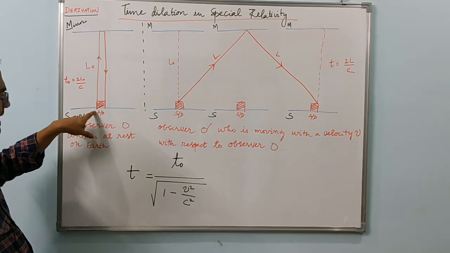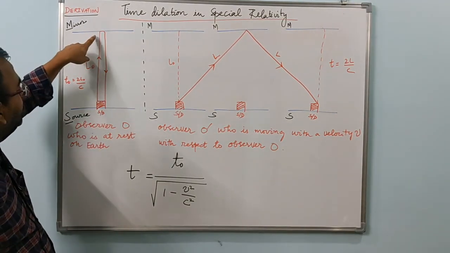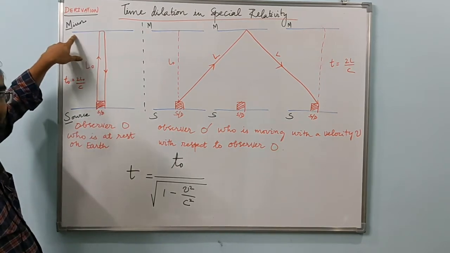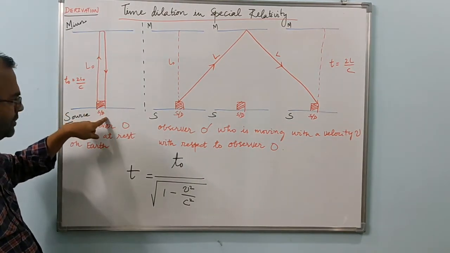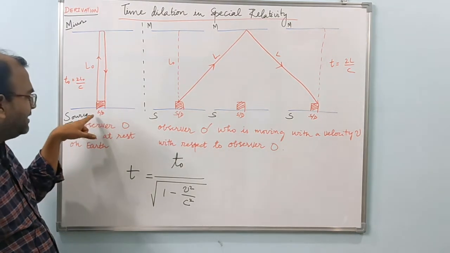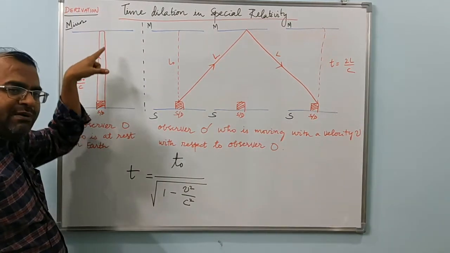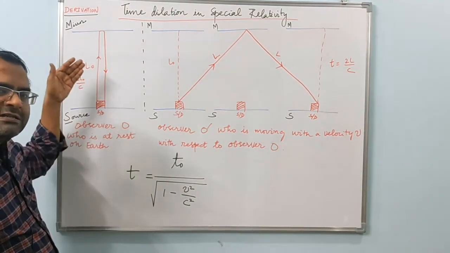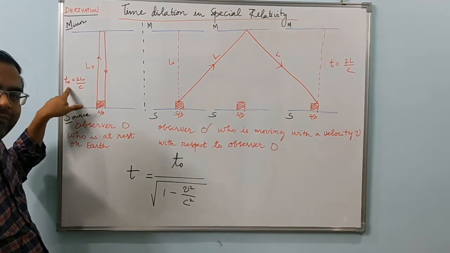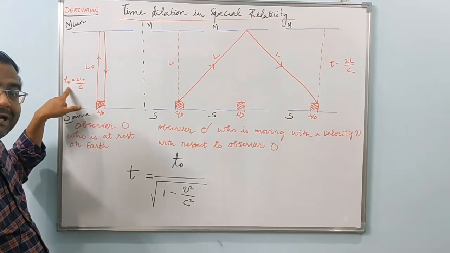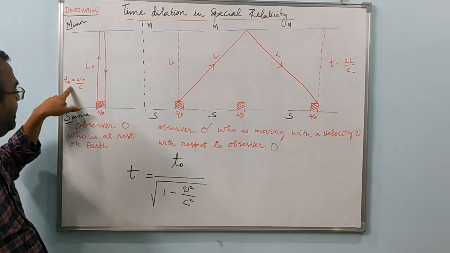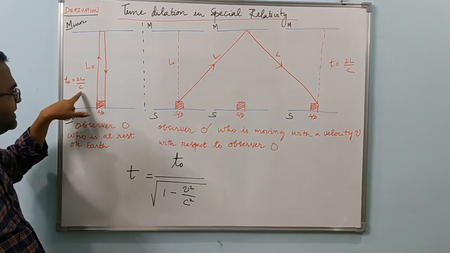Now a light beam is sent from the source of light and goes a distance L0 to reach the mirror, and then gets reflected back to the source where it is detected. Once the light beam has been detected by this detector, again the source will be triggered to send the next beam of light. So this is like a clock ticking with a constant time interval of T naught. This T naught is the time duration, and the speed of light is c.